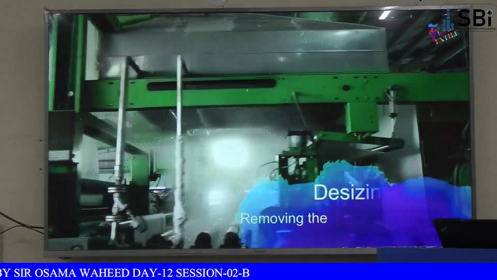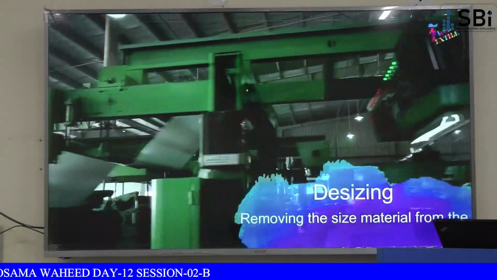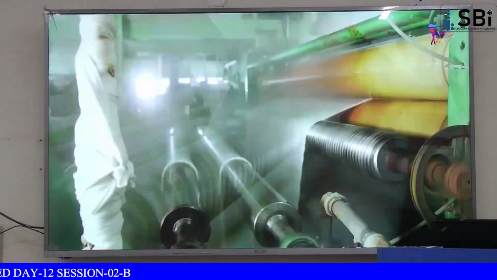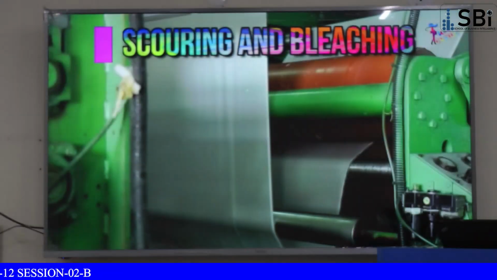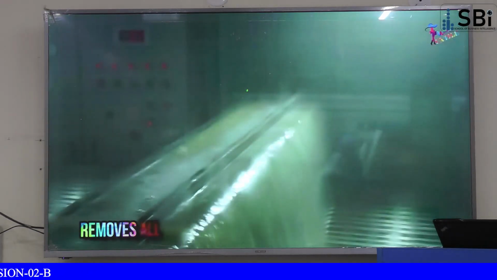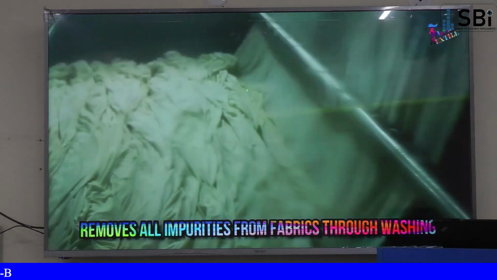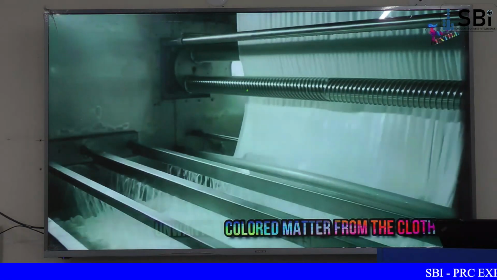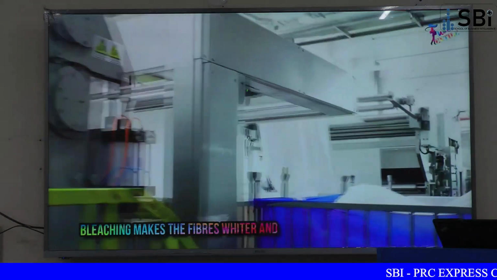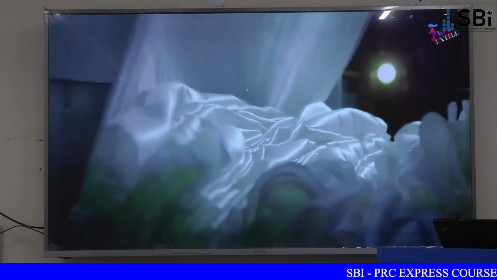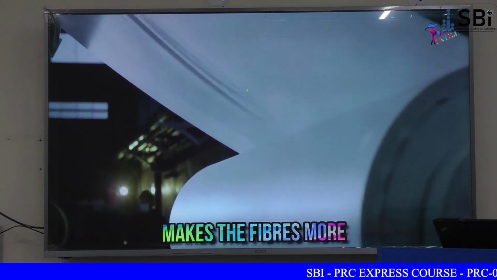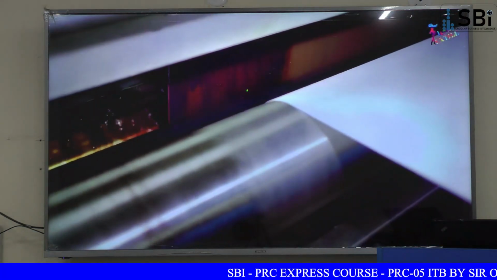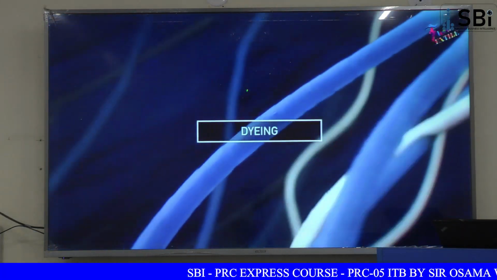Desizing. Desizing is the process of removing the size material from the warp yarns in woven fabrics. Then the fabrics go through scouring and bleaching process where it removes all impurities from fabrics through washing and eliminates unwanted colored matter from the cloth. Bleaching makes the fibers whiter and facilitates the dyeing process. It also makes the fibers more absorbent. And finally, cleaned and white fabrics are transferred to the dyeing section.